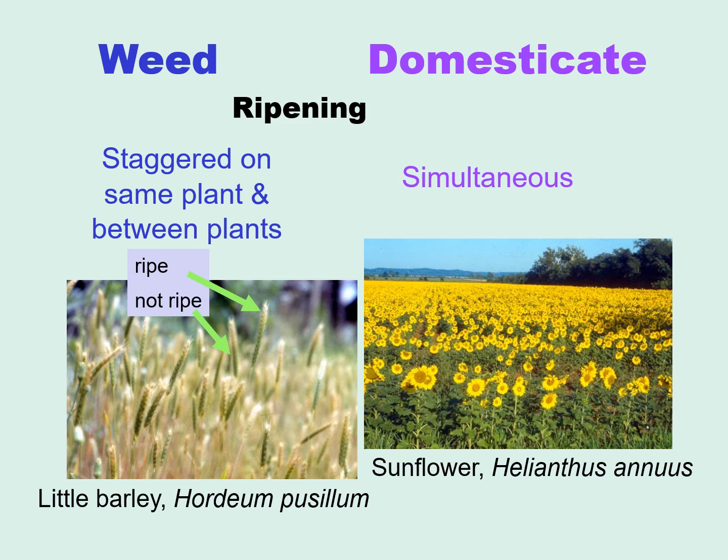Another way in which weeds and domesticates differ is that ripening is staggered in weed seeds, and it can be staggered not only between plants, but on the same plant, versus in domesticates, ripening is oftentimes simultaneous. This is why when you're growing sweet corn, you need to plant another crop about every 2 weeks if you want to keep having sweet corn to eat.